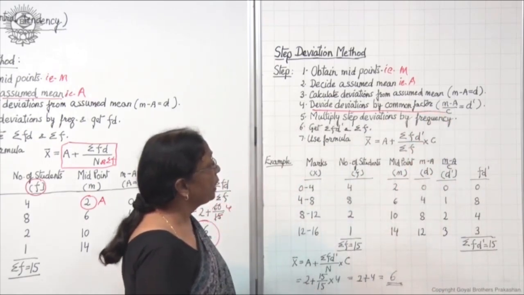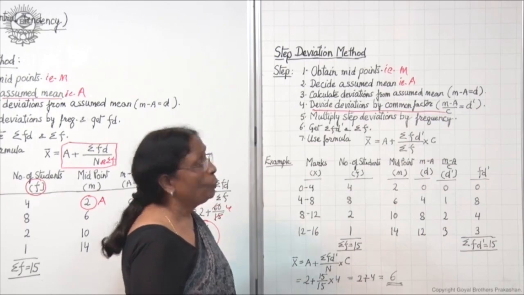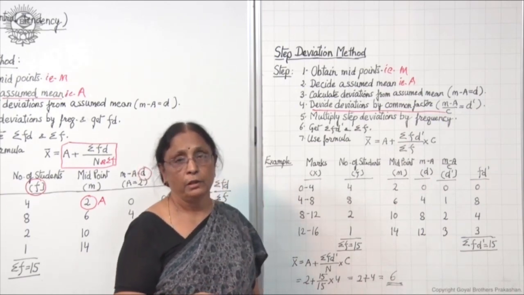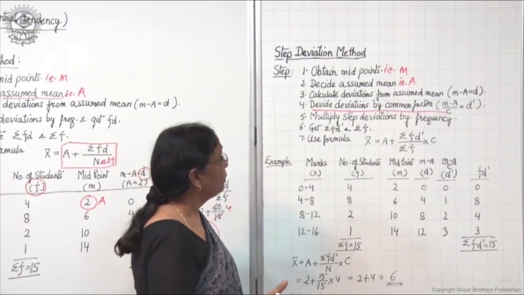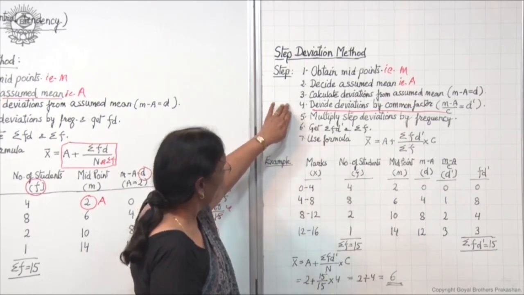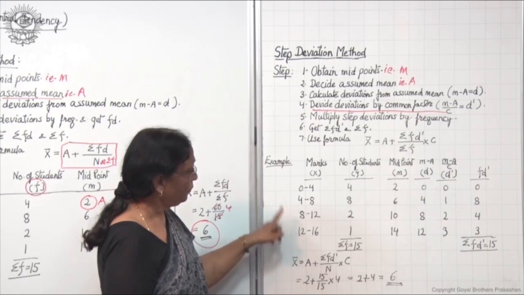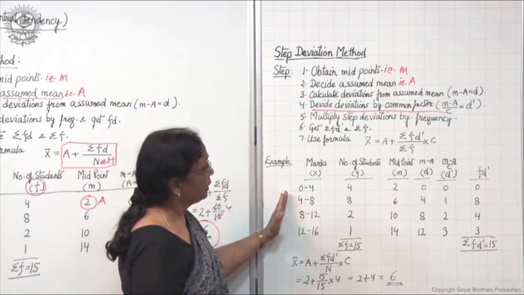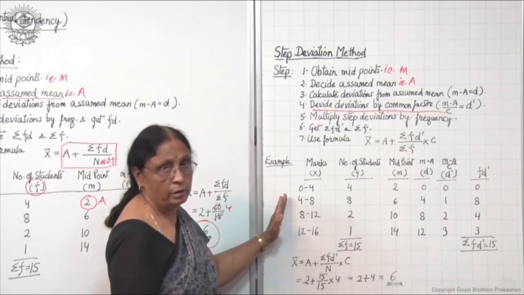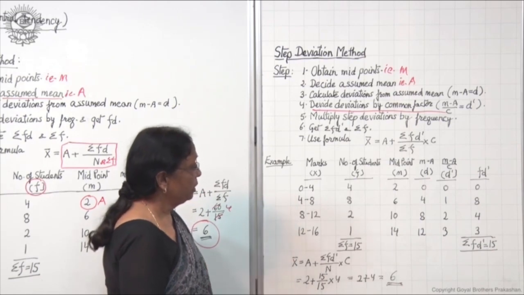Dividing deviations by common factor. Now what do you mean by common factor? I think you are clear about it, but once again I will tell you what is common factor. Now in this case the common factor is 4. How do we judge it?